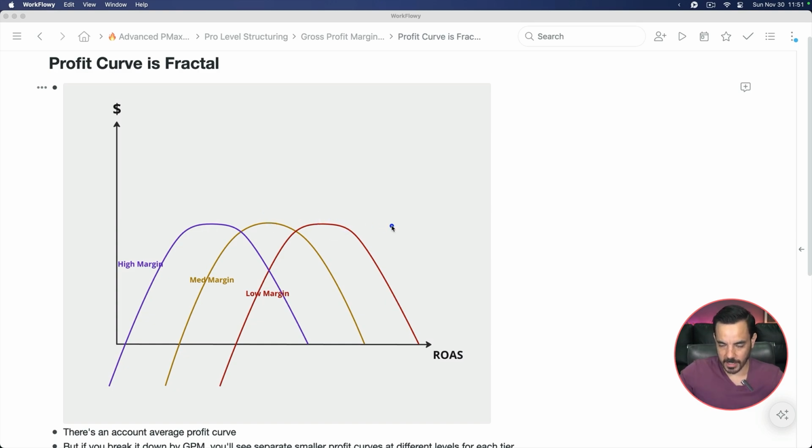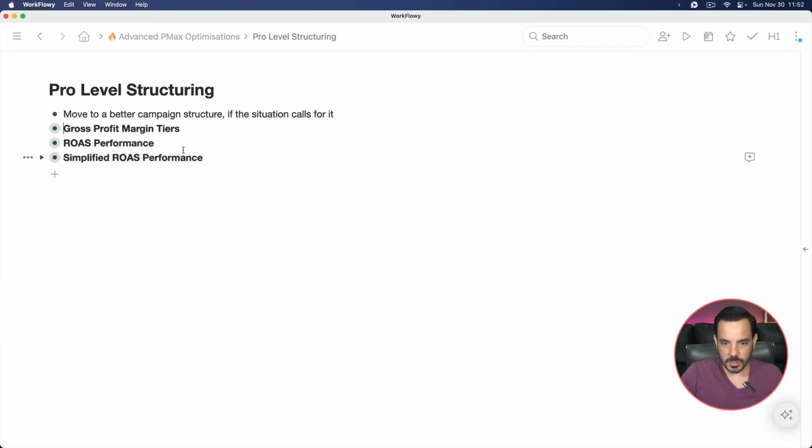So once you segment out your campaign structure like this, you aim each margin tier at something higher than the break-even point, and then you can do that same testing I described before, but you can do it at the product margin tier level to see where you maximize profit for each product margin tier. Okay, so that was gross profit margin tiers.